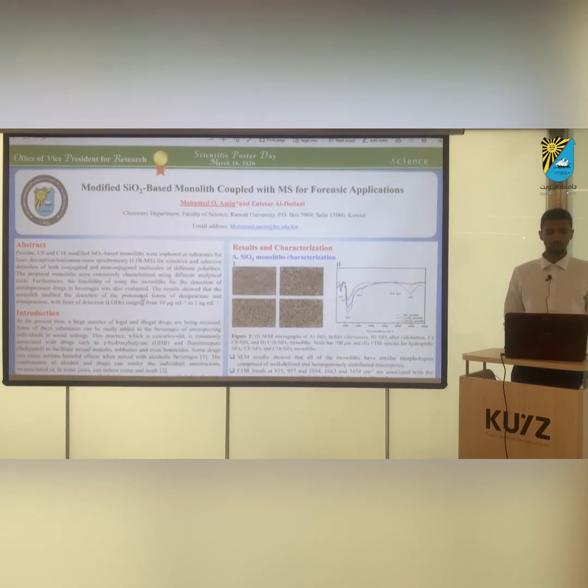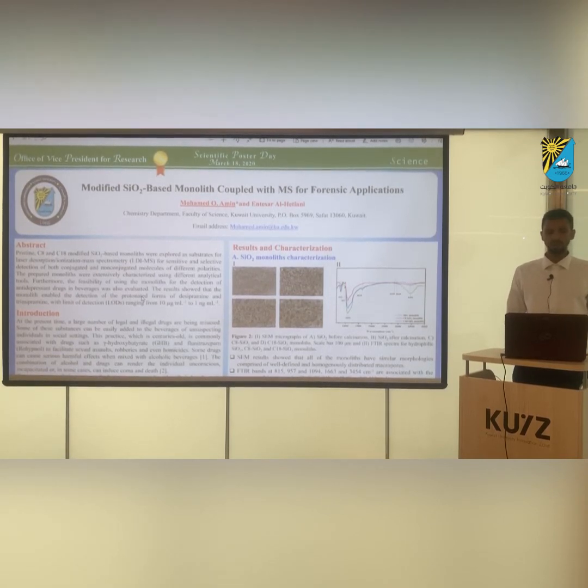In this work, pristine, C8 and C18 modified silica-based monoliths were explored as substrates for laser desorption ionization mass spectrometry, or LDI-MS, for sensitive and selective detection of analytes of different polarities. LDI techniques utilize substrates of different physical and chemical properties, sizes, morphologies, and thermal conductivities to stimulate the ionization of analytes and enhance detection sensitivity in the solution.